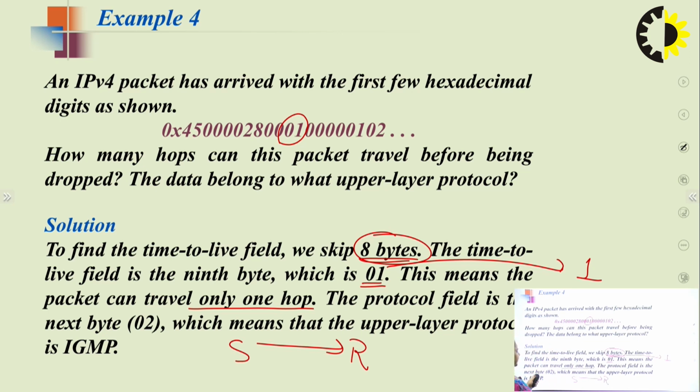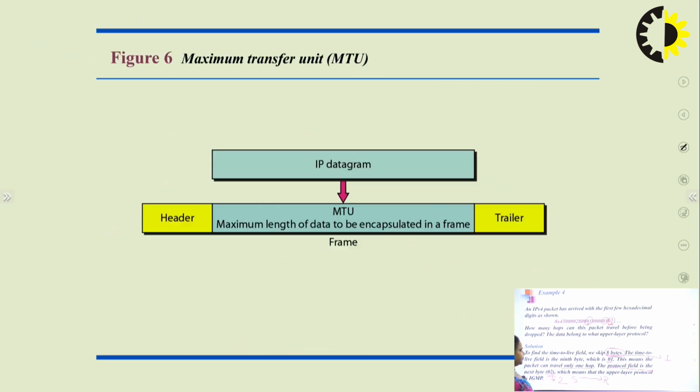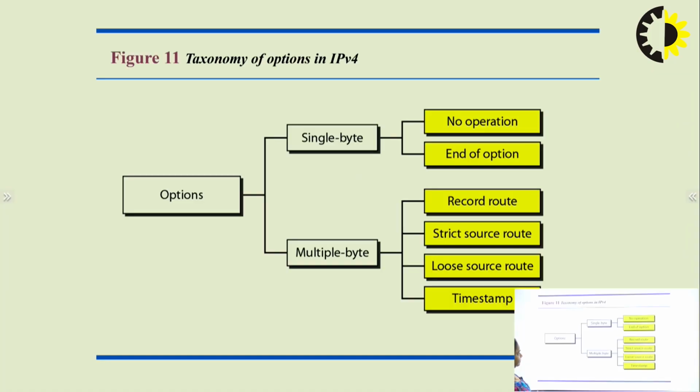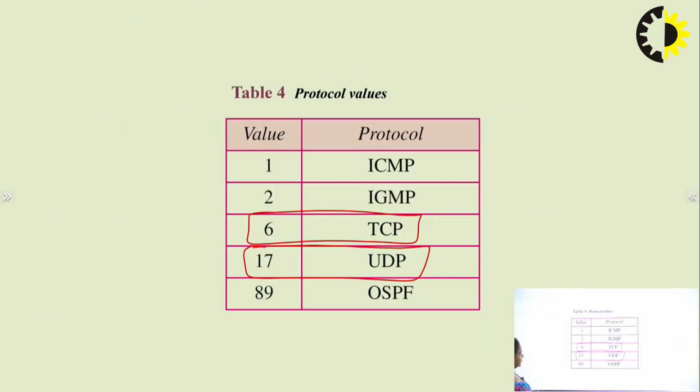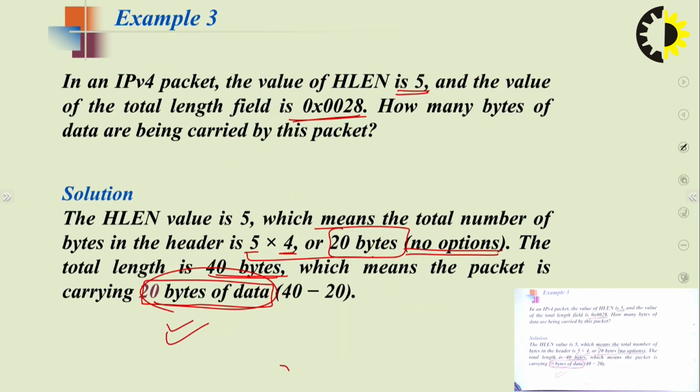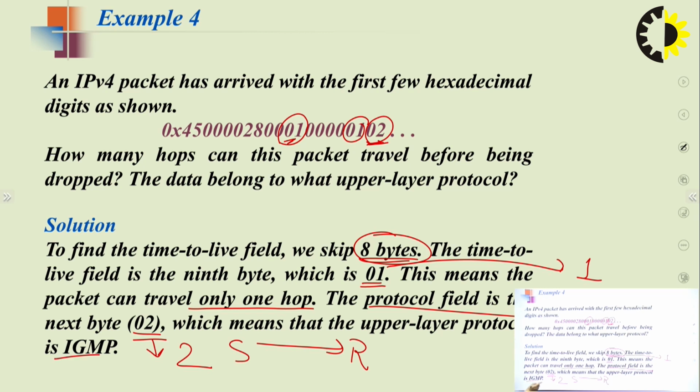The next byte indicates the protocol field. This is 02. If the next byte is 02, it indicates the value 2. In the case of protocols, you can check what the meaning of the value 2 is. It is IGMP. We are using the IGMP protocol. So it means in this example, we are using the IGMP protocol, right?